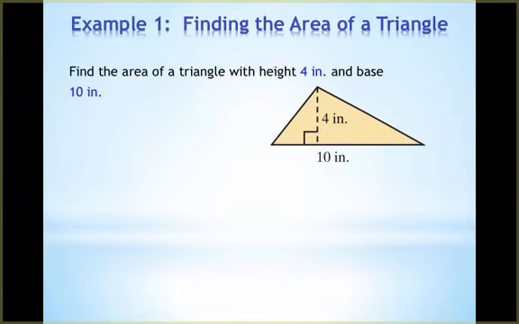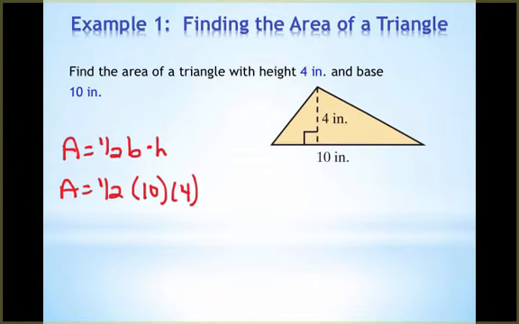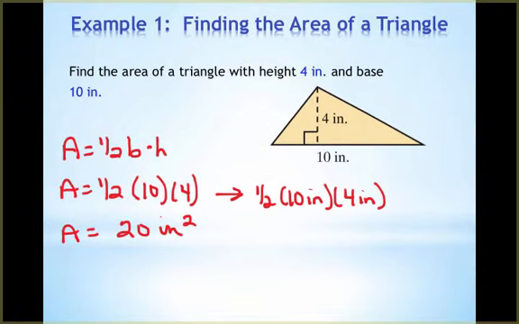In example 1, we're going to find the area of a triangle. Well, we know that our formula for area of a triangle is 1/2 base times height. Now substituting in that the base is 10 and the height is 4, we find that our area is going to be 20. Now we need to put on our units, and our units will be square inches, because this is really 1/2 times 10 inches times 4 inches, and inches times inches is square inches, or inches squared.